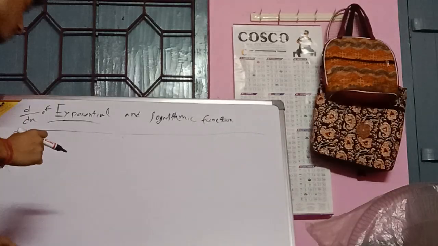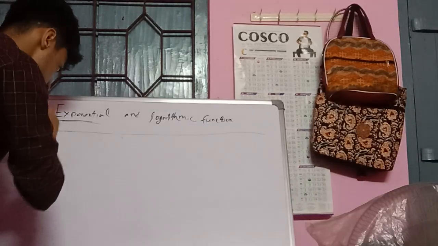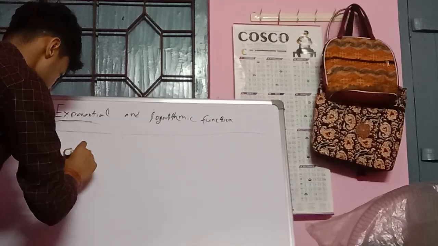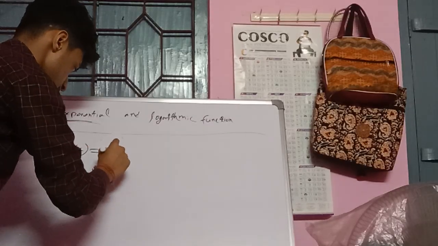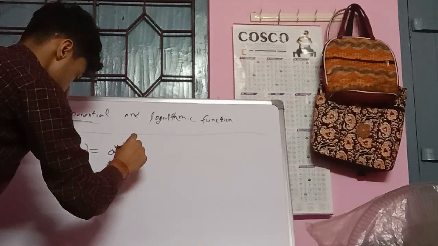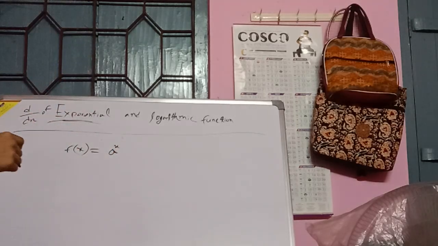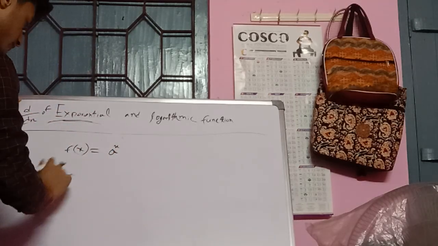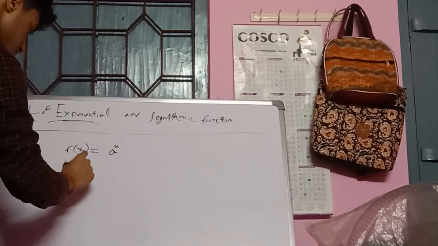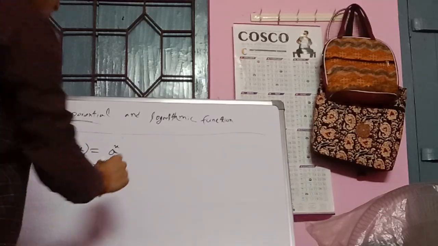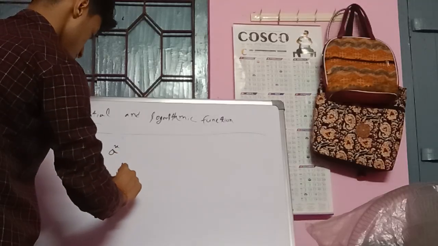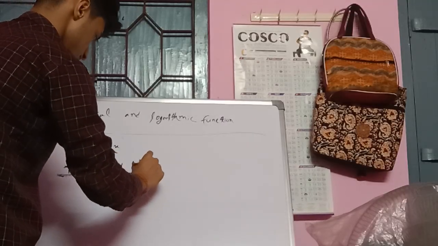Let me show it to you. Let's say we have an exponential function f of x, which equals a to the x. And if we were told to find the derivative of this function, this would be d/dx of a to the power x.